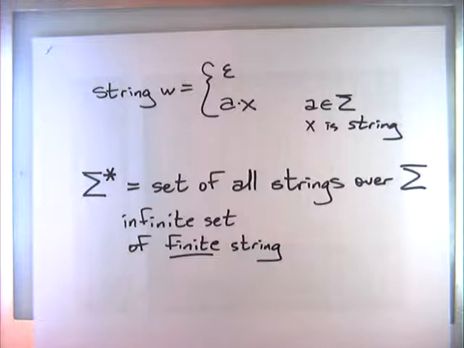If you want to think of it by analogy, it's kind of like the set of integers. Every integer is finite. Infinity is not an integer. Infinity is not a number at all. But the set of all integers is infinite. Okay?